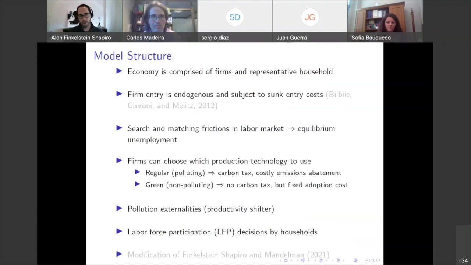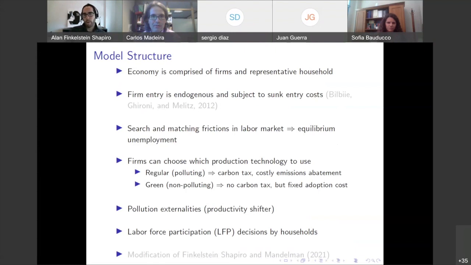So in terms of the model structure, you can think about an RBC economy, essentially. We're going to forget about stochastic shocks, but it's still going to be a basic structure that we all know, where the economy is comprised of firms and a representative household. The way we're going to think about firm entry is by following Bilbiie, Ghironi and Melitz, whereby firms end up facing a sunk entry cost to basically enter.